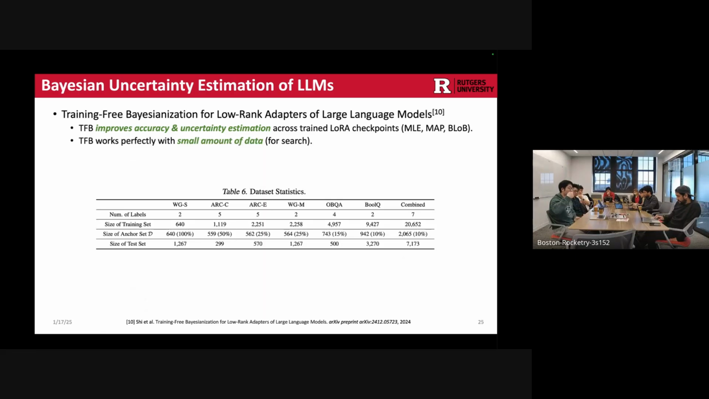And the second thing is that TFB works well with a small amount of data, because it depends on the anchor dataset D that you have for estimating the error. And if your algorithm only works with a large amount of data, then it will be really bad.